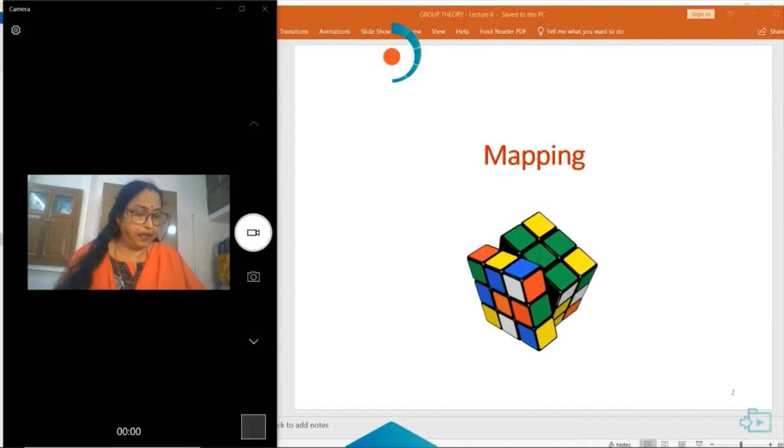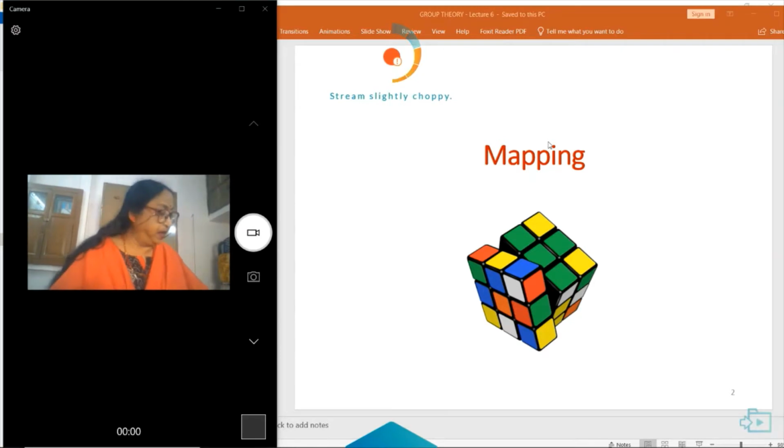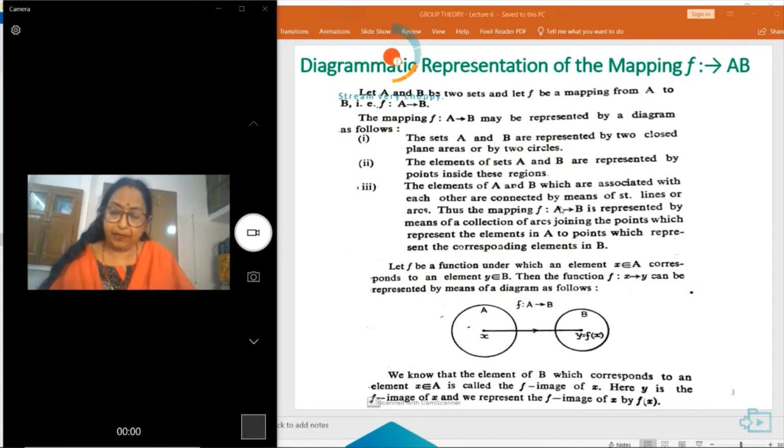I am teaching group theory. So in group theory today, I am teaching the diagrammatic representation of the mapping f from A to B. Let A and B be two sets and let f be a function or mapping from A to B, that is f: A to B. Then the mapping may be represented by a diagram as follows.